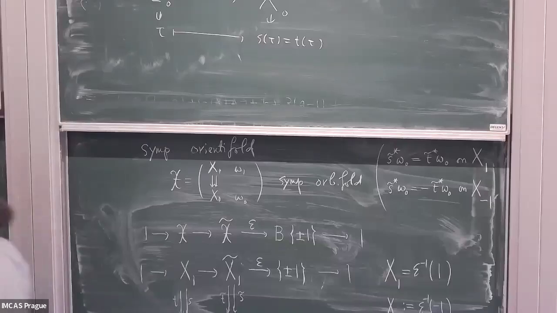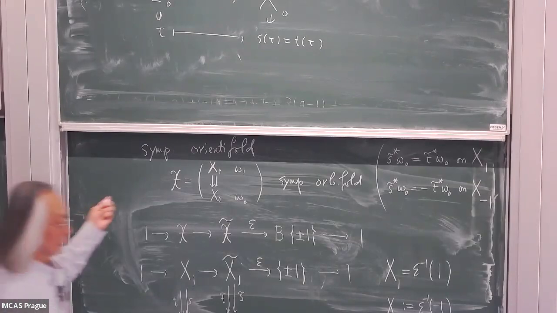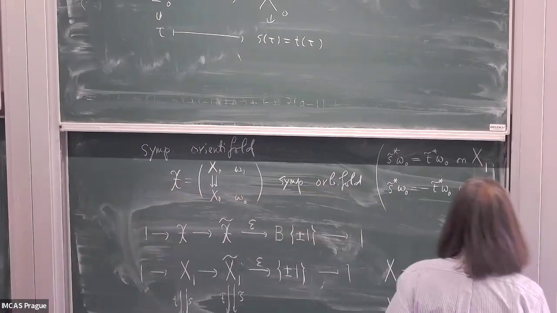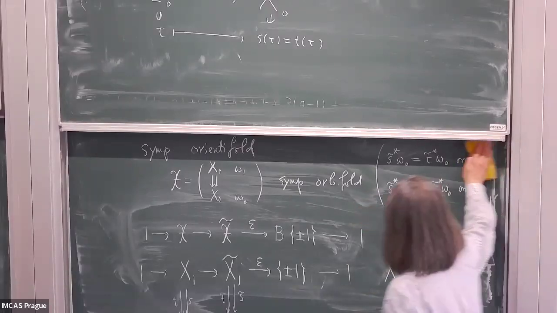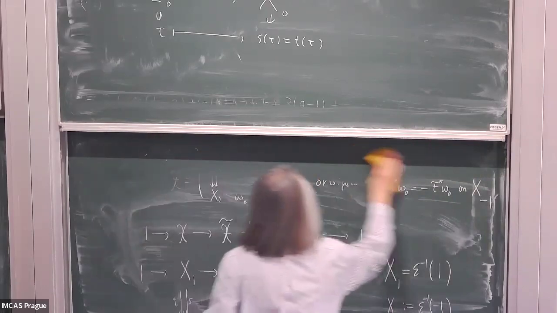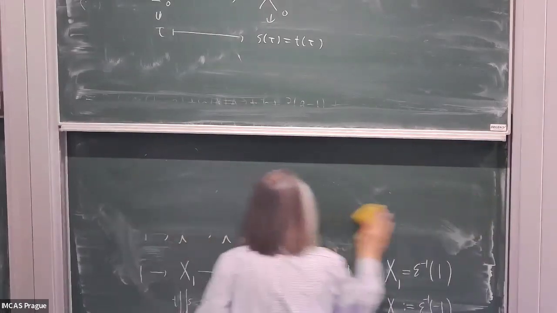Then I want to consider a little bit more general situation. A little bit more general situation means that this symplectic manifold need not be defined on the whole X, right? So therefore, we may consider the following situation.